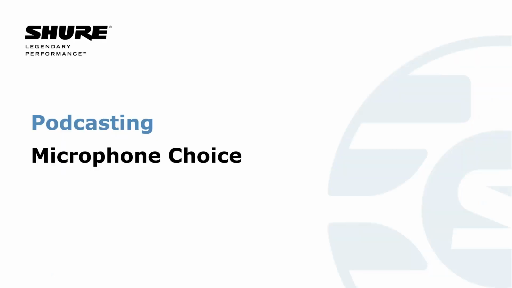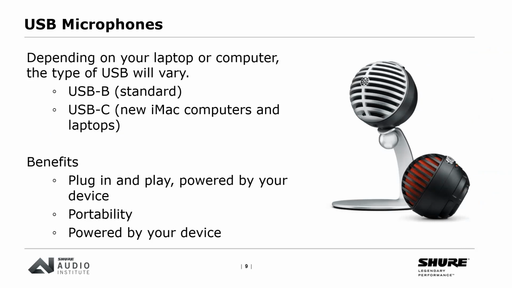So we will now talk about microphone choice for podcasting specifically, and we'll start off with USB microphones. So depending on your laptop or computer, the type of USB will vary. So USB-B is the larger USB that we are more familiar with. Most of our chargers are this type, but Mac or Apple did introduce USB-C most recently, and other companies are obviously adopting it. So the new iMac computers and laptops do require adapters for the larger USB, but it's a lot faster, and it's how things are going to move forward.